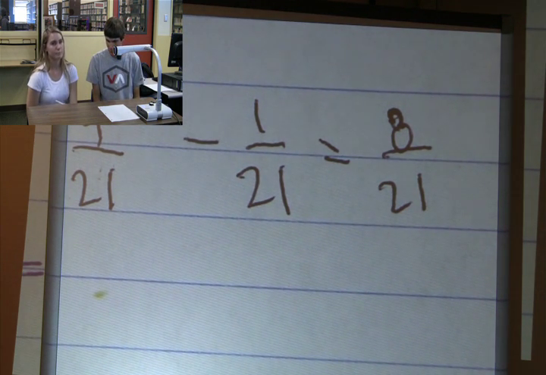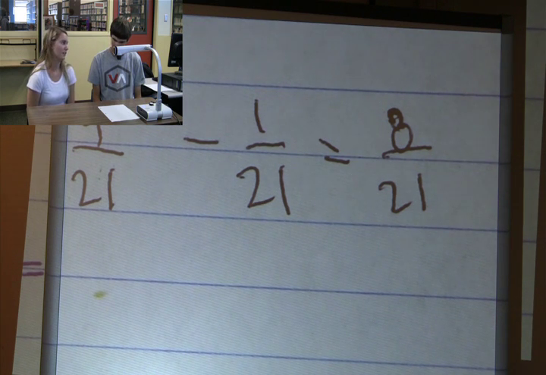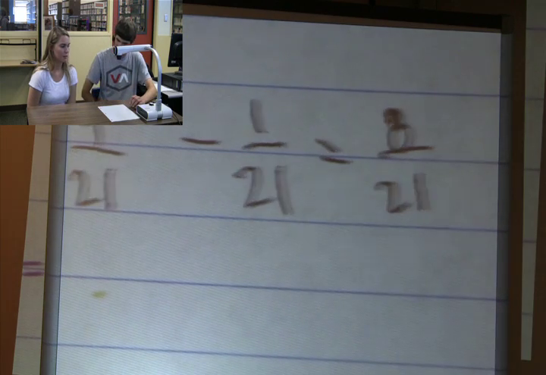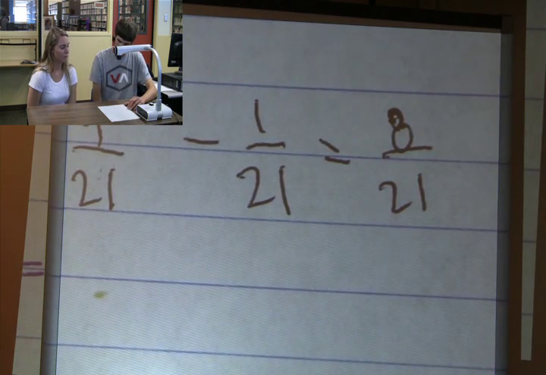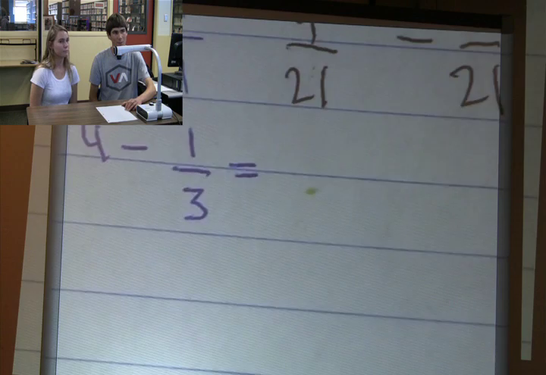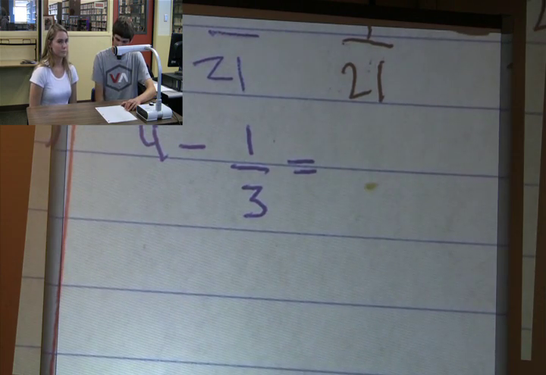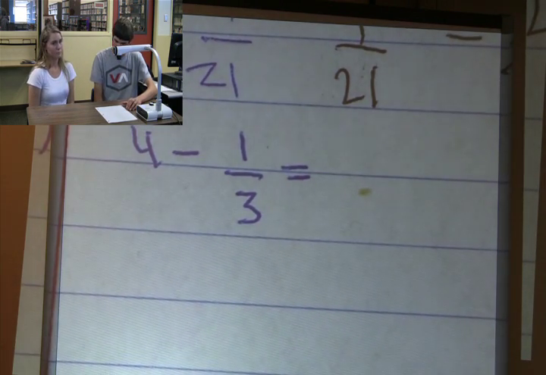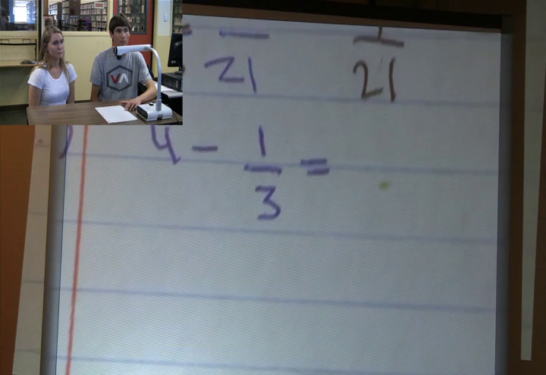So is 21 divisible by 2? No, because it's not an even number? Right. And so this doesn't reduce anymore. Okay. So now we have our last problem. So if we have 4 minus 1/3, what would be the first step for this one?